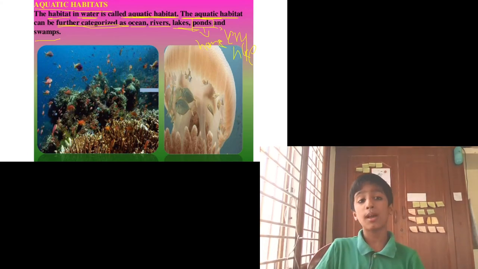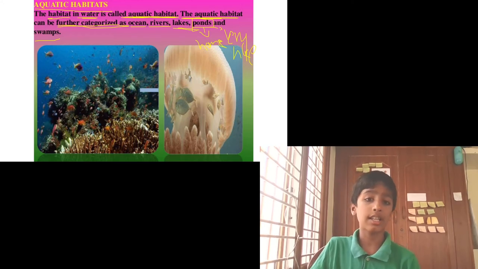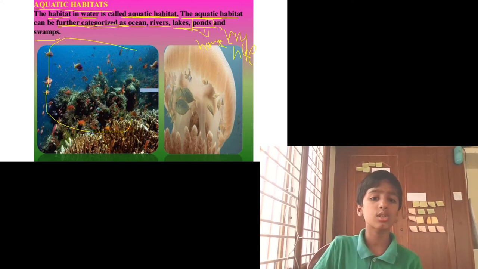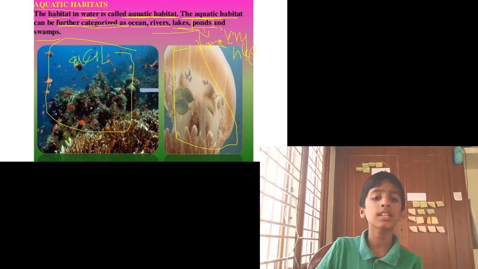And now come the swamps. That is also an aquatic habitat. Here you can see this is the ocean, I think. Yes, it is the ocean. And here is also one, but these things are in the water, right? That's why they are known as aquatic habitat.